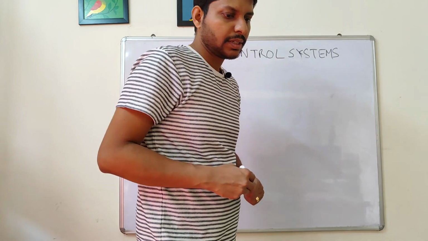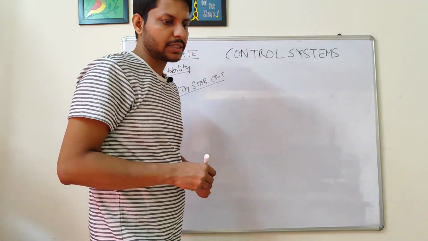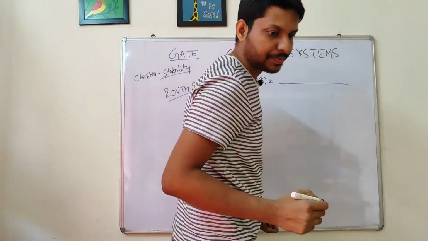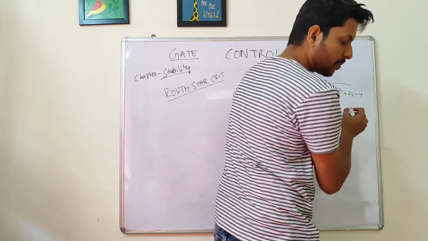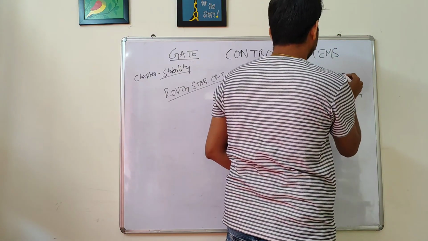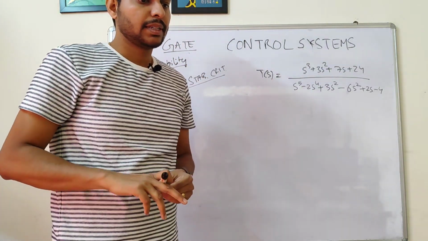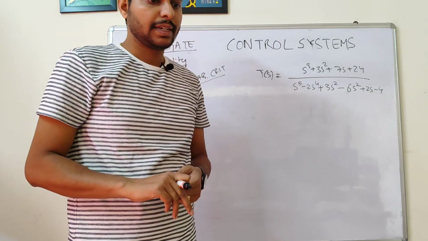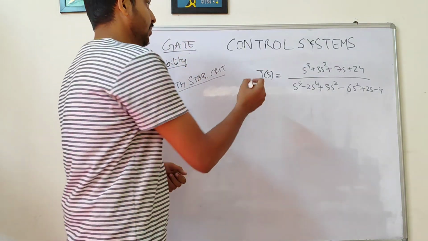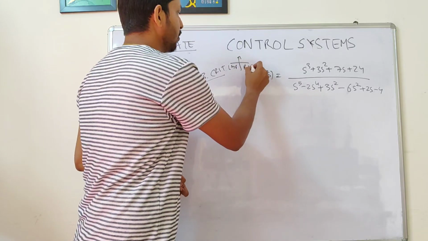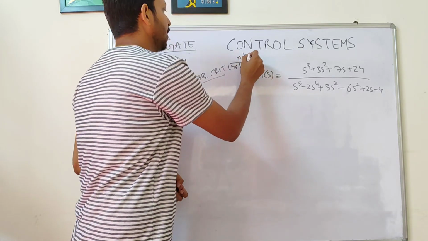Okay. So the closed loop transfer function of a system is given. This is the closed loop transfer function which is given, for the closed loop system. The number of poles in LHP and in RHP are. So how many left hand poles and how many right hand poles? That's what we are asked to find, right?